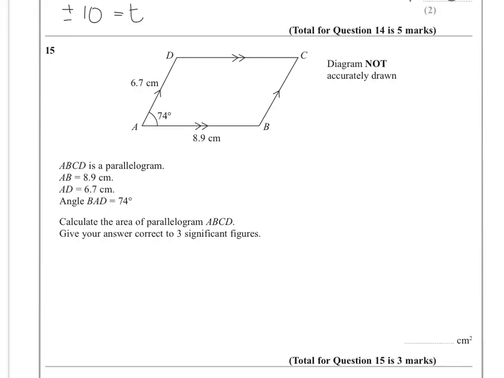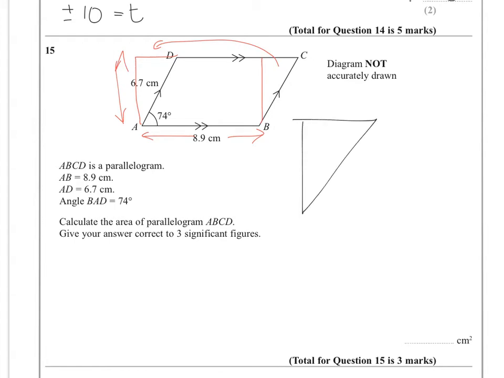To calculate the area of the parallelogram, if I was to cut off that triangle there and move it over here, I'd have a rectangle whose width is 8.9 centimeters and whose height we can calculate using SOHCAHTOA. So considering this triangle on the far left, 6.7, the angle in this corner is going to be 90 minus 74, which gives me 16 degrees.